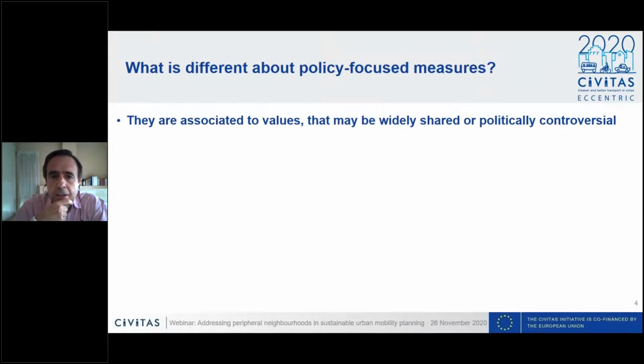Probably this is associated with values like giving better mobility conditions to the elderly or facilitating the autonomy of children. These are values that may be very widely shared, or in other cases, they can be very politically controversial. That is the case when you say, I am promoting biking in this particular neighborhood. Well, who are the bikers, who are not, and what is going to happen to those using that space, usually cars? I mean, there are controversies, and what is relevant is that there are values. There is a discussion on values, a political discussion, and then there is the need to build a strong political coalition to move forward.